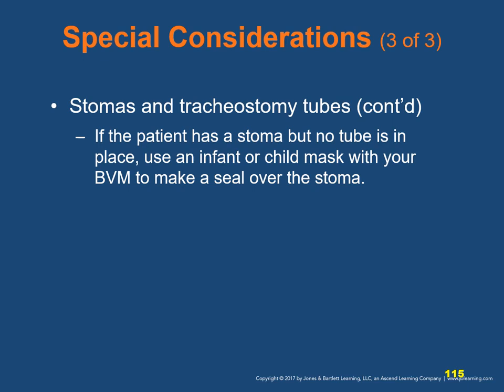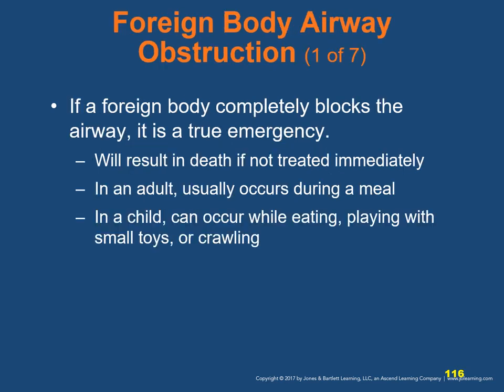If you cannot ventilate a patient with a stoma, try suctioning the stoma and the mouth with a French or soft tip catheter. Seal the stoma while giving mouth-to-mouth ventilation. In an adult, sudden foreign body airway obstruction usually occurs during a meal, and if there's total obstruction, it is a dire emergency. In a child, it can occur while eating, playing with small toys, or crawling around the house.